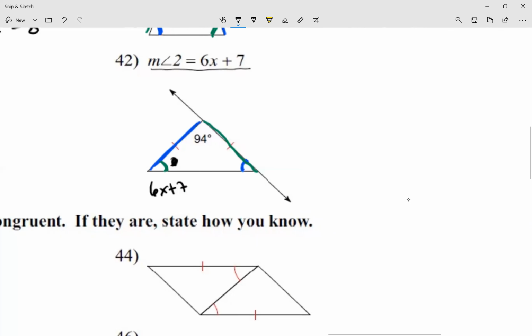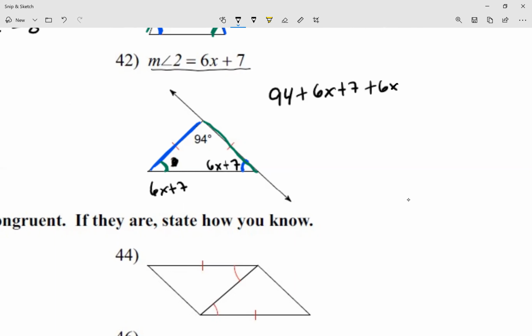Because those two sides are equal, those two angles are equal. Having that said, the blue angle, I'm going to write it inside, 6x plus 7. Those two angles are equal. So one of them is 6x plus 7, so is the other one. All right, I notice that I have all three angles of a triangle, so let me add everything. 94 plus 6x plus 7 plus 6x plus 7. When you add all three angles of a triangle, it is equal to 180.